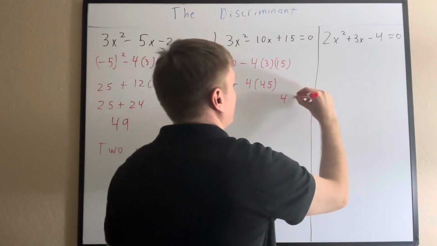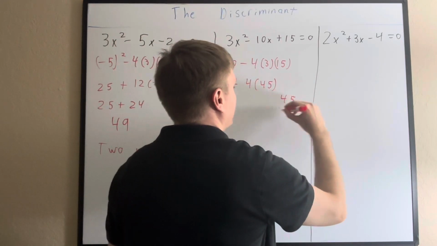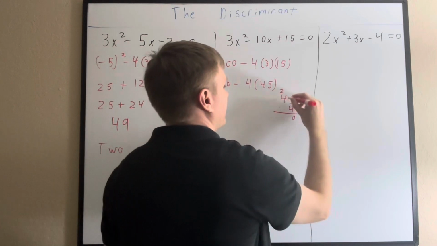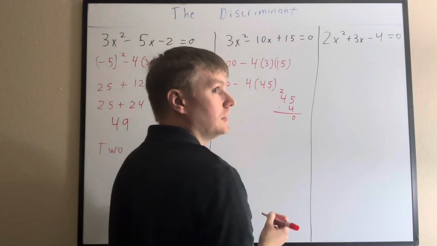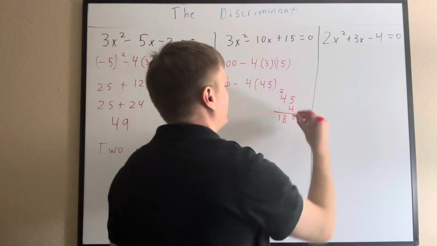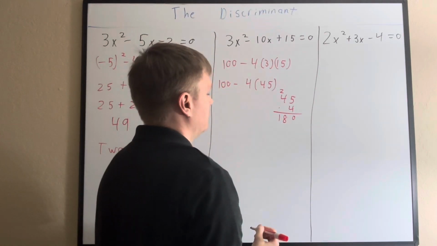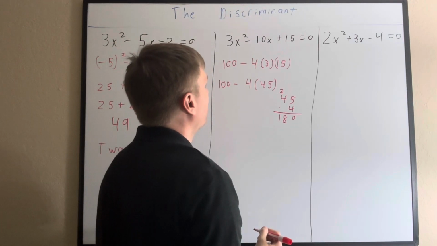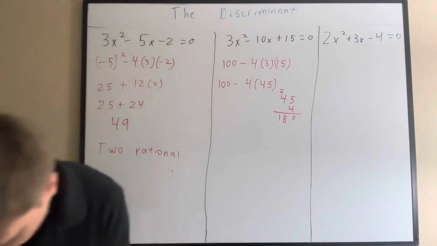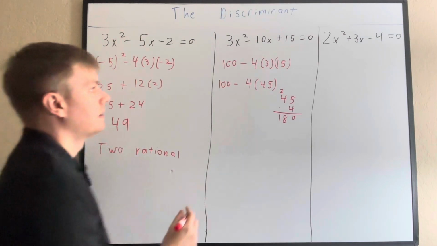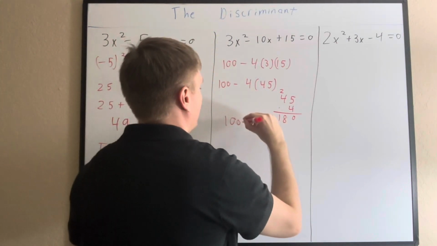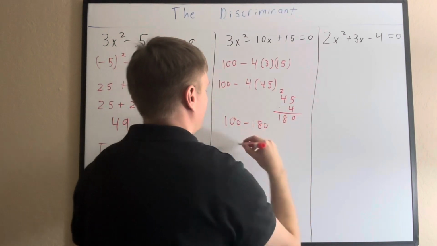Let's just assume you are not given a calculator. 5 times 4 is 20. 4 times 4 is 16 plus 2 is 18. 180. Right? Did I copy this problem down right? Yes, I did. So 100 minus 180 is what? Negative 80.